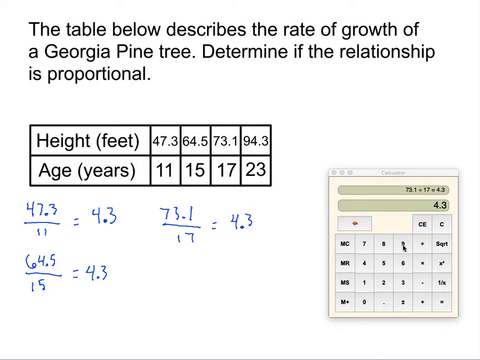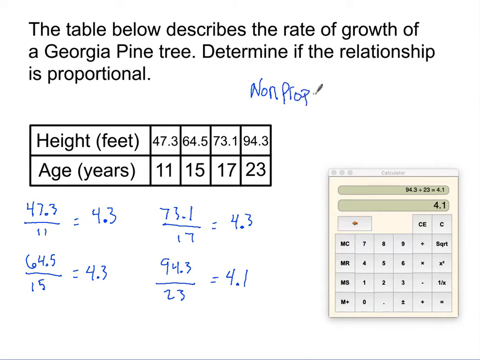Now we've just got to check the last one. 94.3 divided by 23. And that is 4.1. All right. So, because this one is different, that makes everything else non-proportional. Doesn't matter that these three are the same. What matters is this one is different. And because that one's different, the entire relationship is non-proportional.